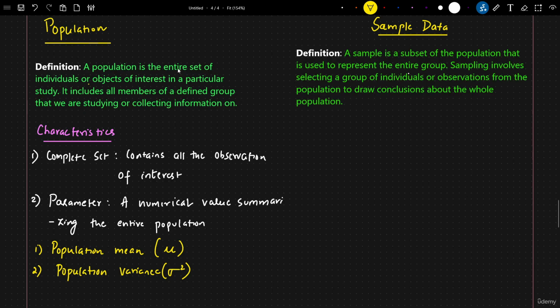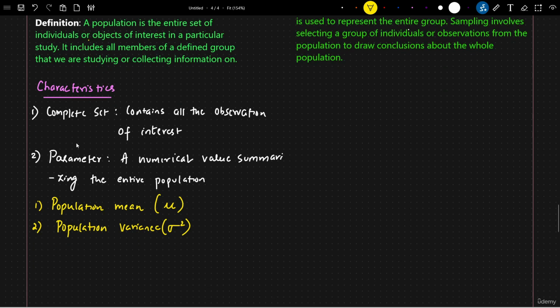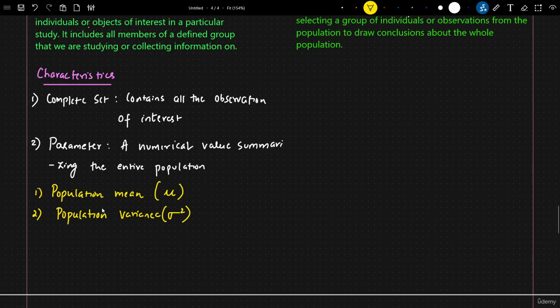Again, let me repeat it. It is the entire set of individuals or objects of particular interest in a particular study. It includes all the members of a defined group that we are studying or collecting information on. Along with this, there are two important characteristics. It represents a complete set, containing all the observations of interest. The second one is a parameter, which is a numerical value that summarizes the entire population.